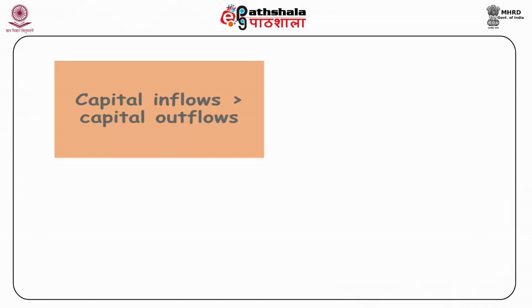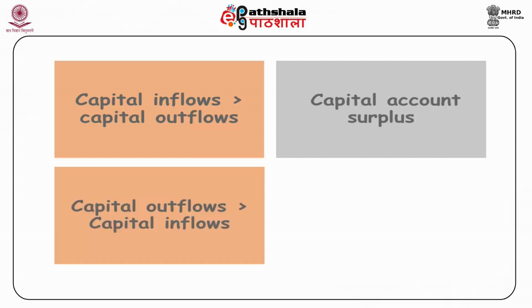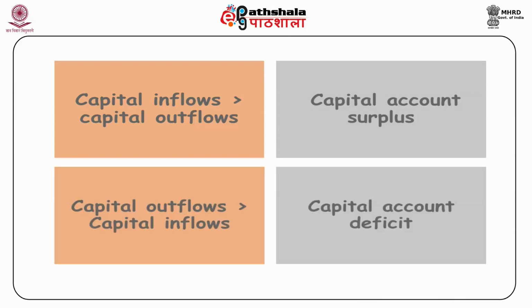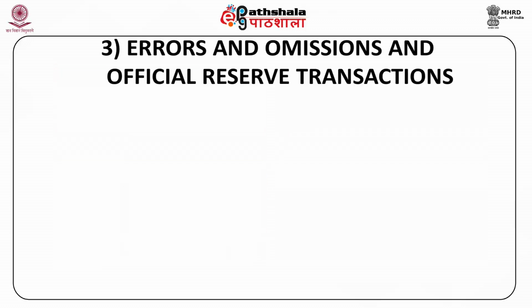When capital inflows exceed capital outflows, the country has a capital account surplus. In the reverse case, when outflows exceed inflows, it has a capital account deficit. The third component of the balance of payments is errors and omissions and official reserve transactions.